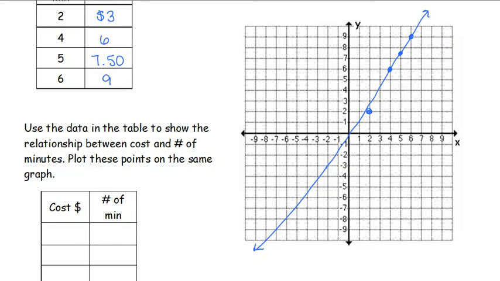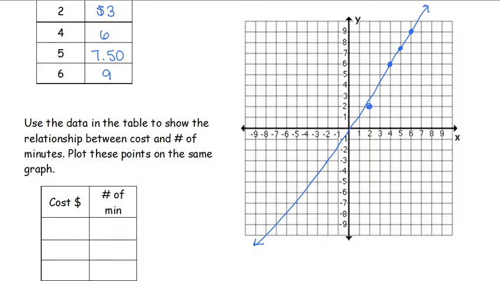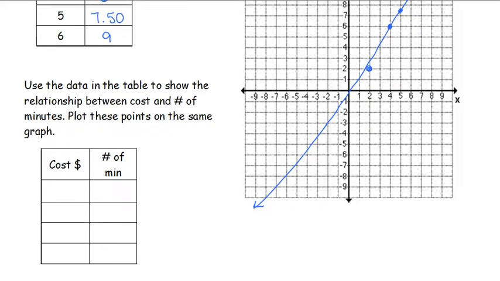We're going to look at this data in a little bit different of a light. We're going to use the data in the table to show the relationship between the cost and the number of minutes. Plot these points on the same graph. So all we're going to do is take that list from above. Instead of having minutes on the x-axis, we're going to have minutes on the y.